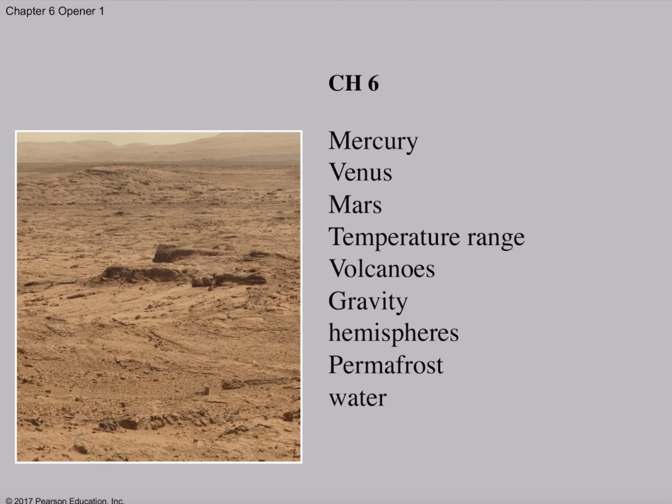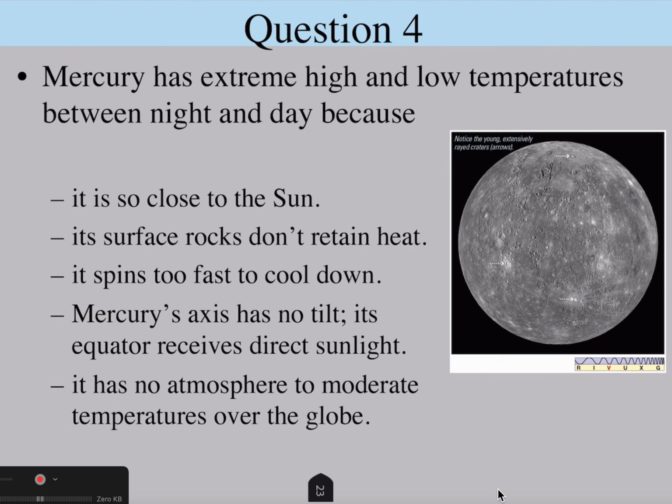Now we're going to begin the review for Chapter 6. Here is our first review question for Chapter 6. It says, Mercury has extreme high and low temperatures between night and day, and what is the cause?